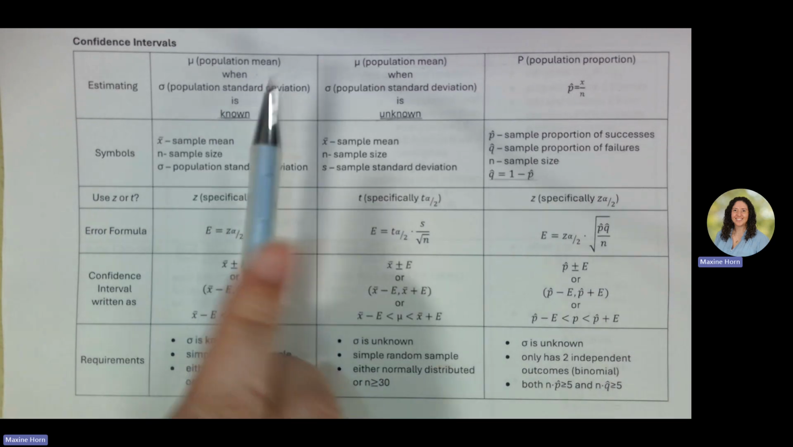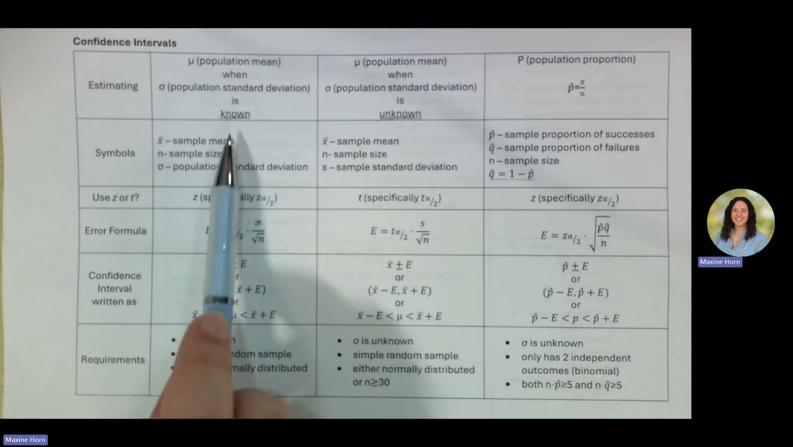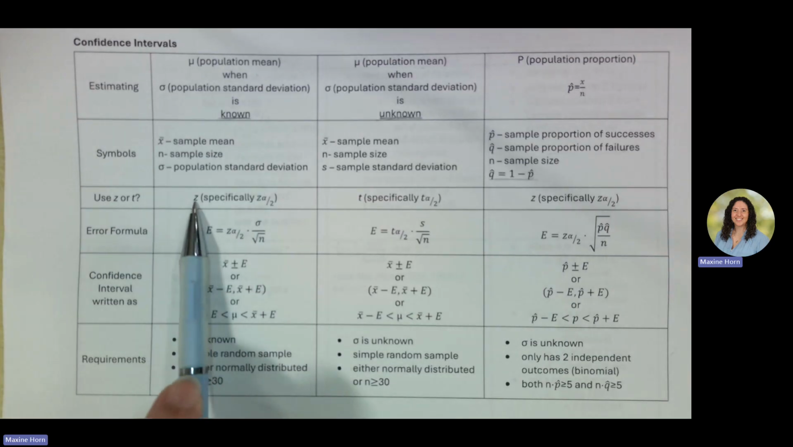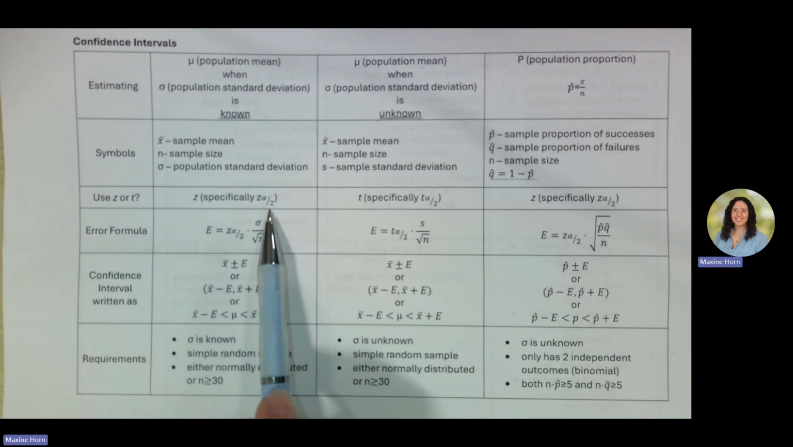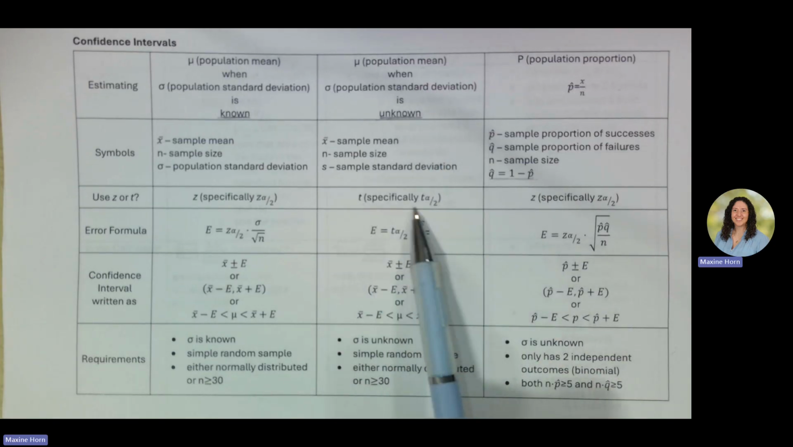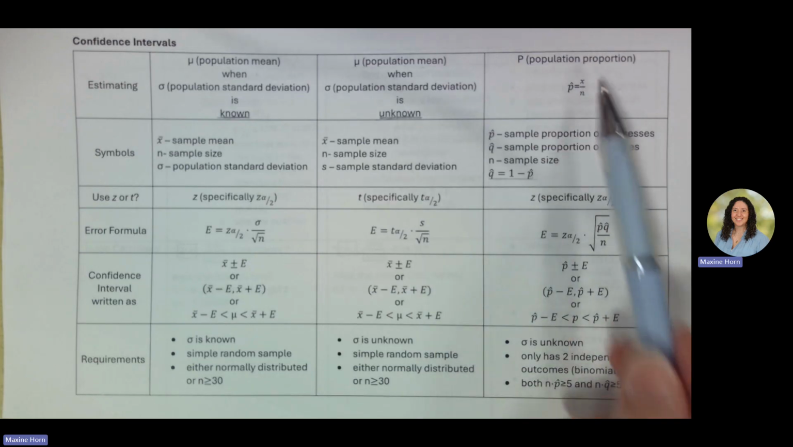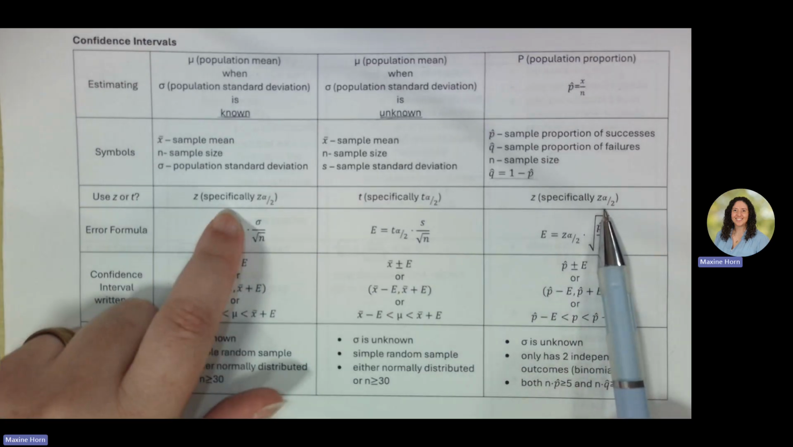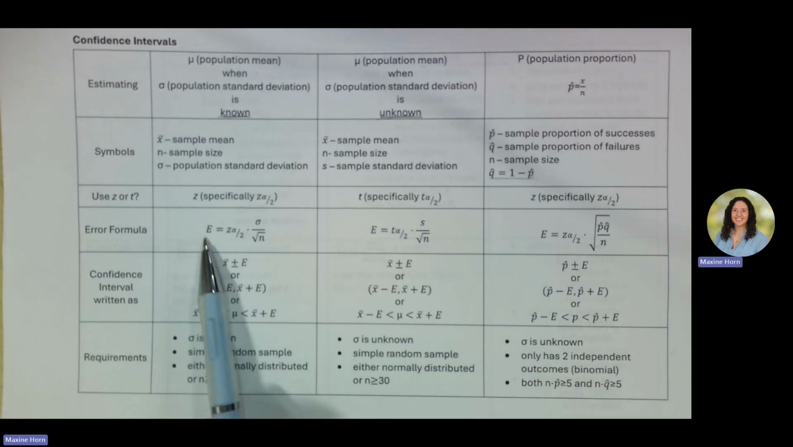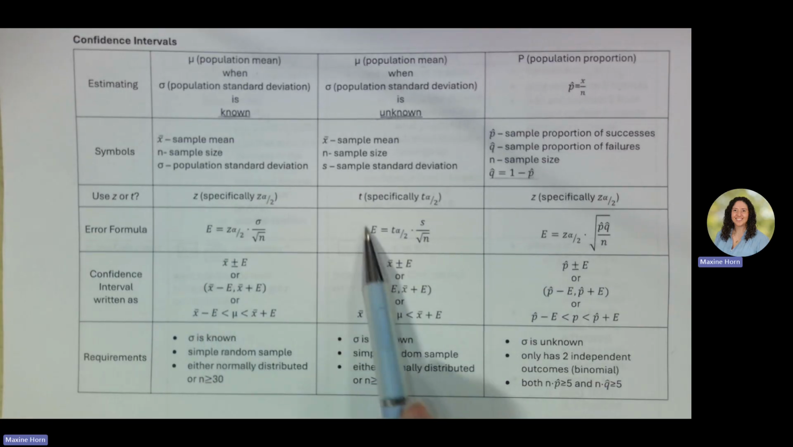So when you're dealing with your population mean, when you know your population standard deviation, we use a z-score, a z alpha halves. But when we don't know it, we use a t-score, which is new in this chapter. Okay, so we use t alpha halves. For proportions, we use z, same as with the mean. All right, so then the formula for error. Okay, so this is the error.